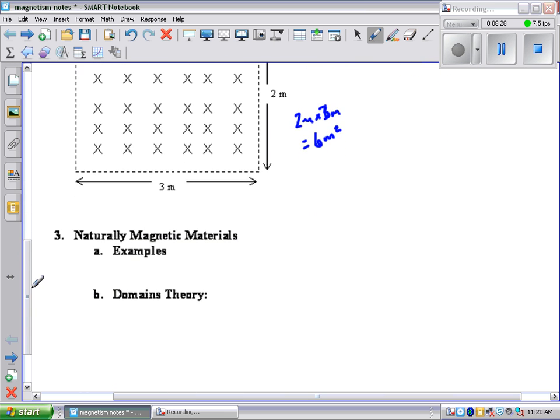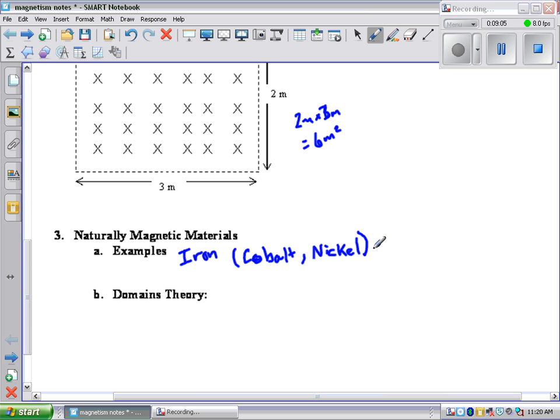Now we all know there are some naturally magnetic materials. Some examples are iron, and to a lesser extent, cobalt, and nickel. Those are naturally attracted to magnets. Not every metal is. Aluminum, gold, silver, they're not attracted to magnets, but iron, cobalt, and nickel are.